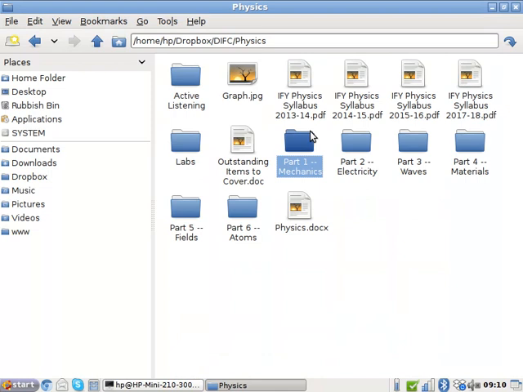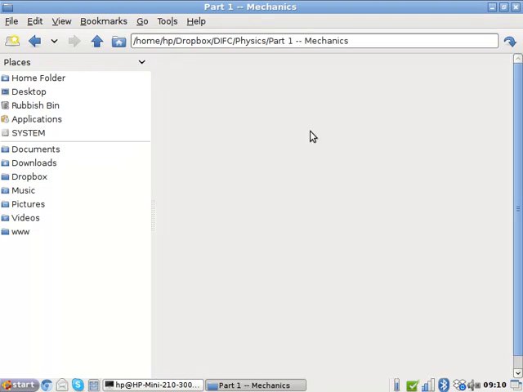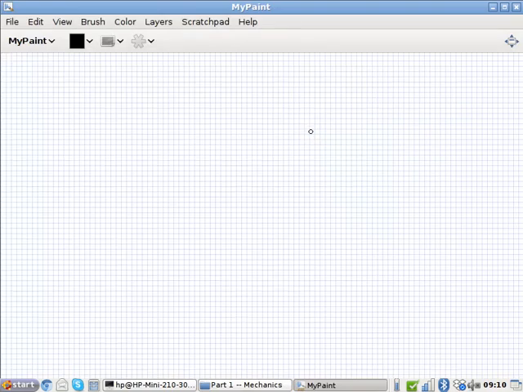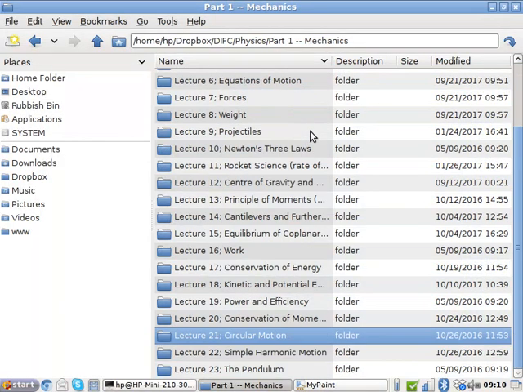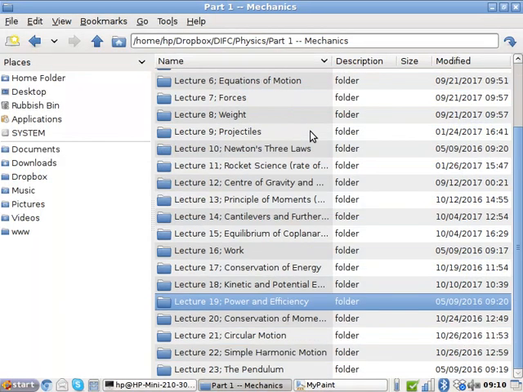Mechanics, and as you can see, we're actually getting quite close to the end of mechanics now. We are now not too far away from the end. We're at power and efficiency.